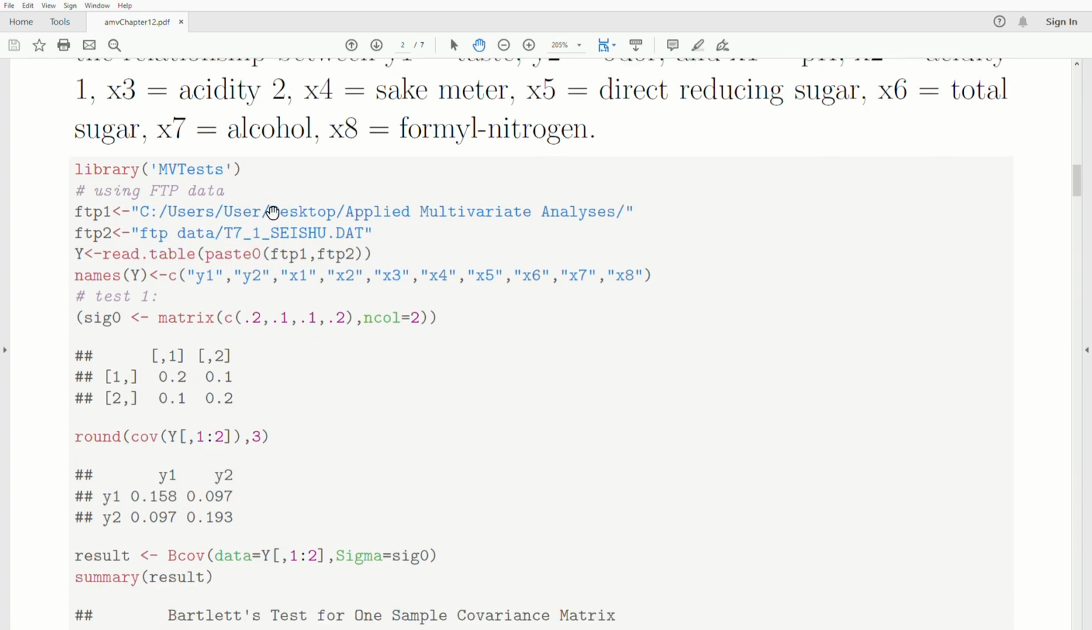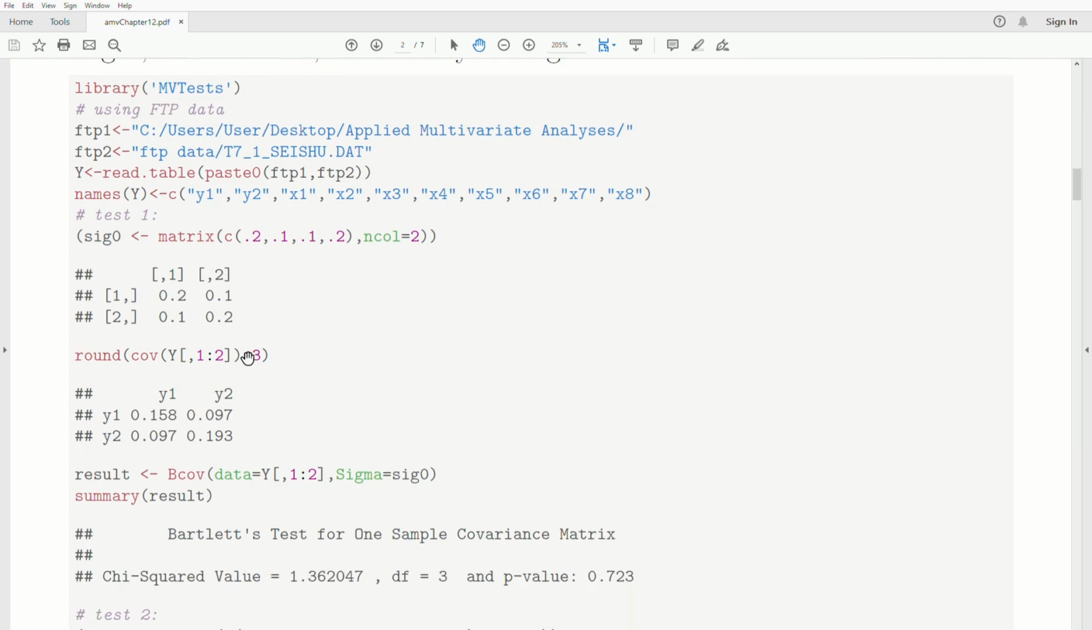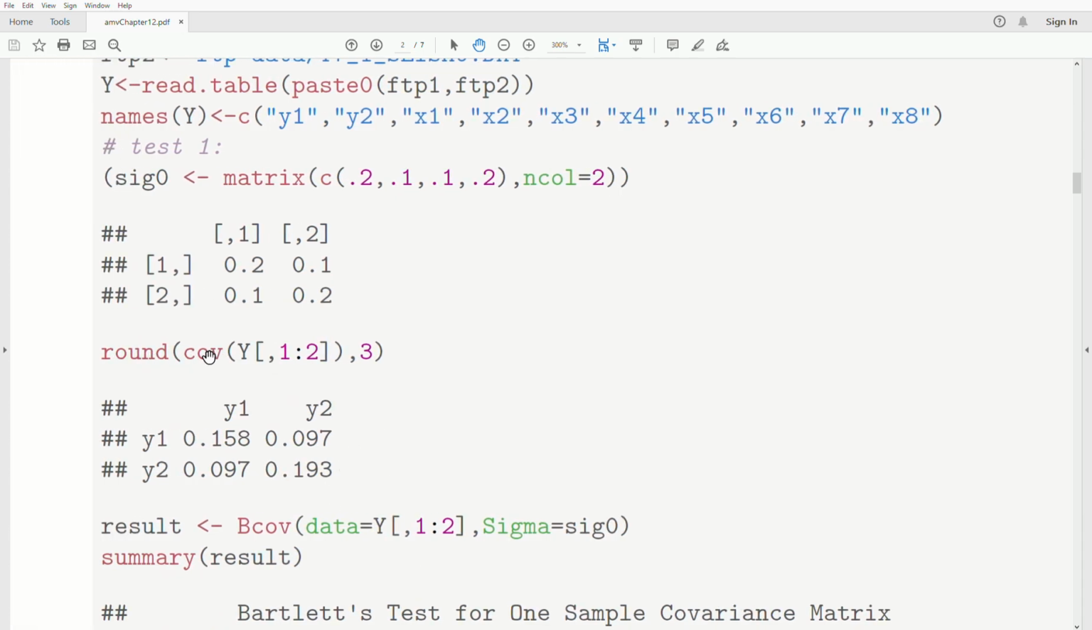So I load the data in and read it in, and then I name the variables. And we're going to just look at the first two variables, y1 and y2, and we're going to hypothesize that the covariance matrix is this, 0.2 and 0.1 in the off diagonals. If we look at the sample covariance matrix of the first two variables, let's just round it to 3 so it's easier to look at. Now, if we compare these just visually, they're sort of close.